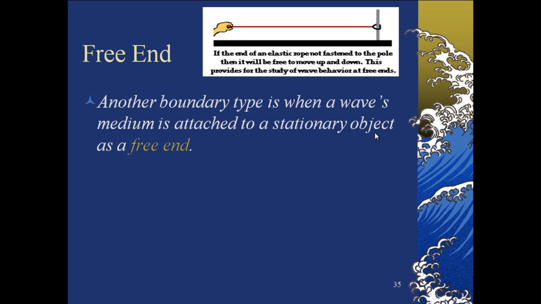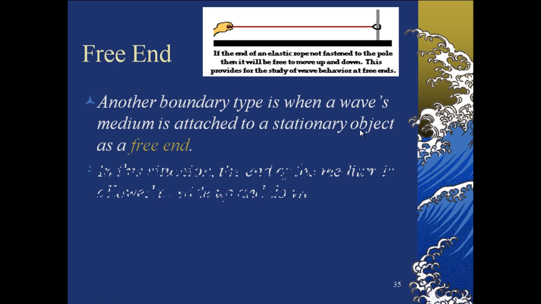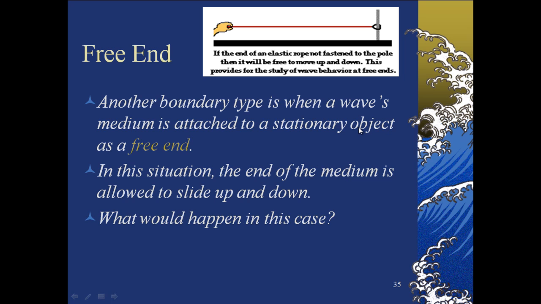Another type of boundary is when a wave's medium is attached to a stationary object as a free end. In this situation, the end of the medium is allowed to slide up and down. So this time, instead of being tied here stationary, this part can go up and down. So what do you think is going to happen in this case? Picture in your mind, think. You're all bright, intelligent people. You should be able to figure this out.